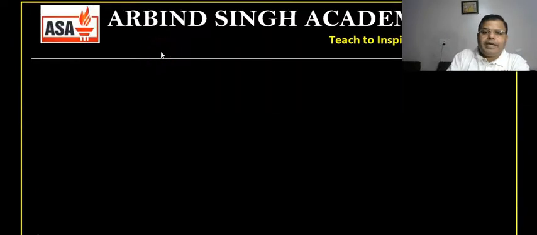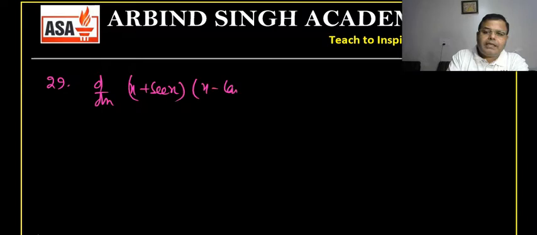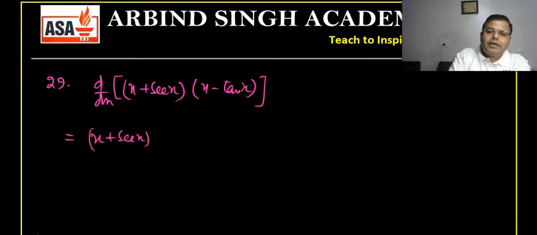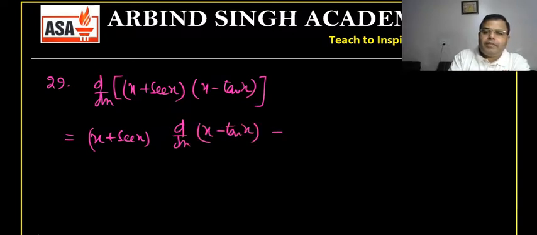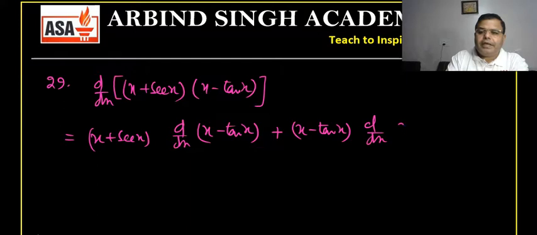Now question number 29 is d by dx of x plus sec x into x minus tan x. So we can use the product rule: x plus sec x as it is, d by dx of x minus tan x, plus x minus tan x as it is, d by dx of x plus sec x.